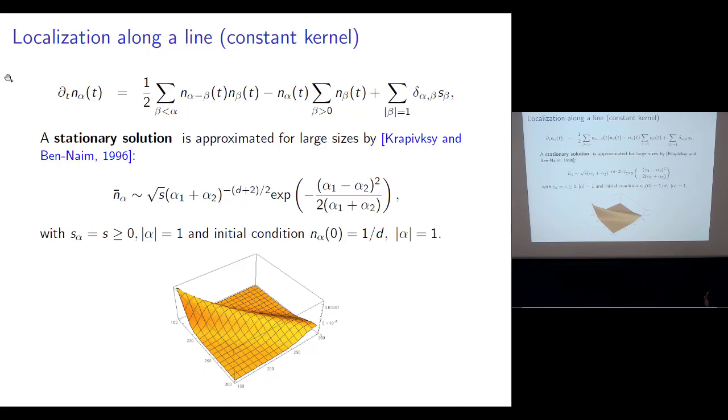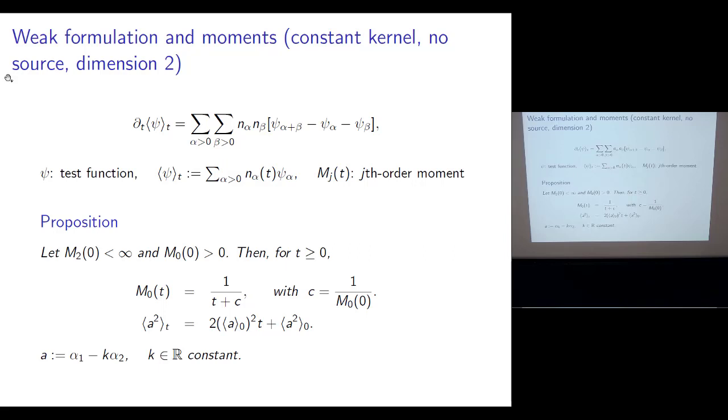We would now like to look for these solutions for more general kernels. So what we are going to do is still use the constant kernel, but try to prove localization without using the explicit solution. And then we hope that we would be able to generalize it to other kernels. So we start by writing the weak formulation. We consider the equation without source and in dimension 2 for simplicity, but the same result holds with source and in any dimension. So psi is the test function, and j is the jth order moment.